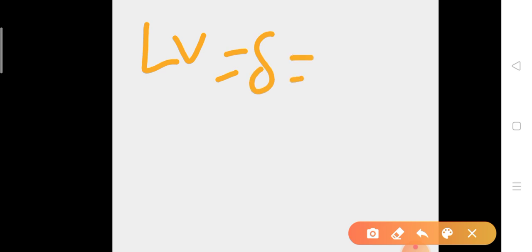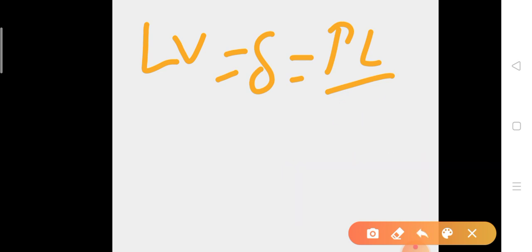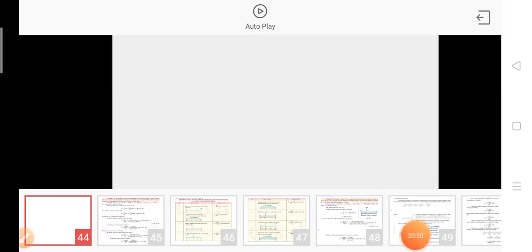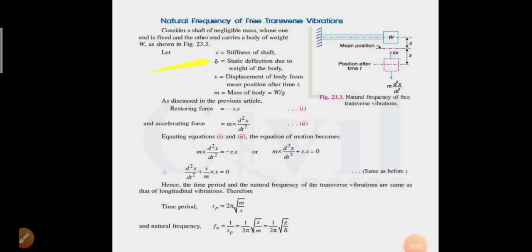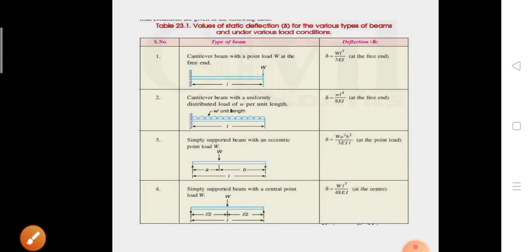For longitudinal vibration you have to use delta equal to PL by AE. And for transverse vibration you have to use some terms related to the cantilever beam, which I will show you. So these are some values of deflection for the transverse vibration of any system.